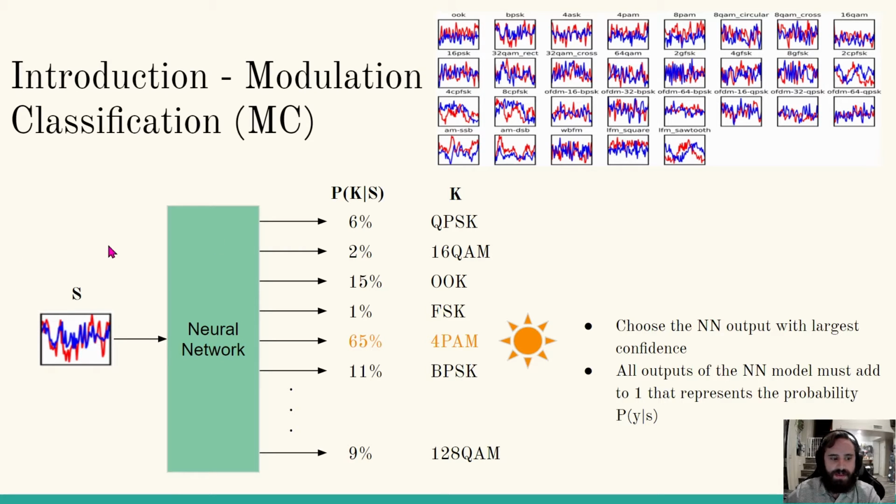We have some samples of a signal S. S is going to be passed into a machine learning algorithm, in this case a neural network. And the neural network is going to tell us what the probability is that some modulation format K is present given the signal S. In this case, 4PAM was the most likely of those modulation formats, so the neural network will pick that as the modulation format.